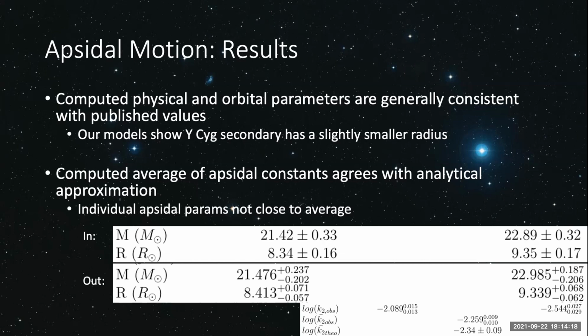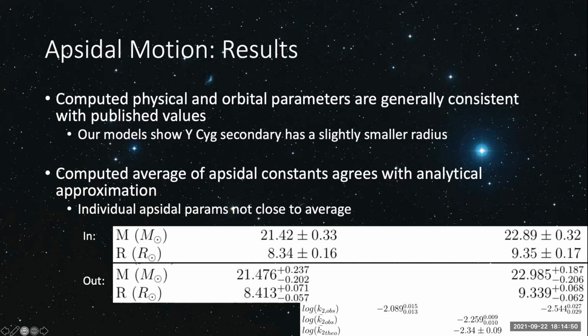However, one thing to note is that the individual apsidal parameters are not always very close to the average, right? So for example, down here, we've got the average is negative 2.259, where the individuals are 2.0, 2.1, and about 2.54. This is in log scale, so the average looks a little bit different. But the thing is that these values are not always exactly close to the average.